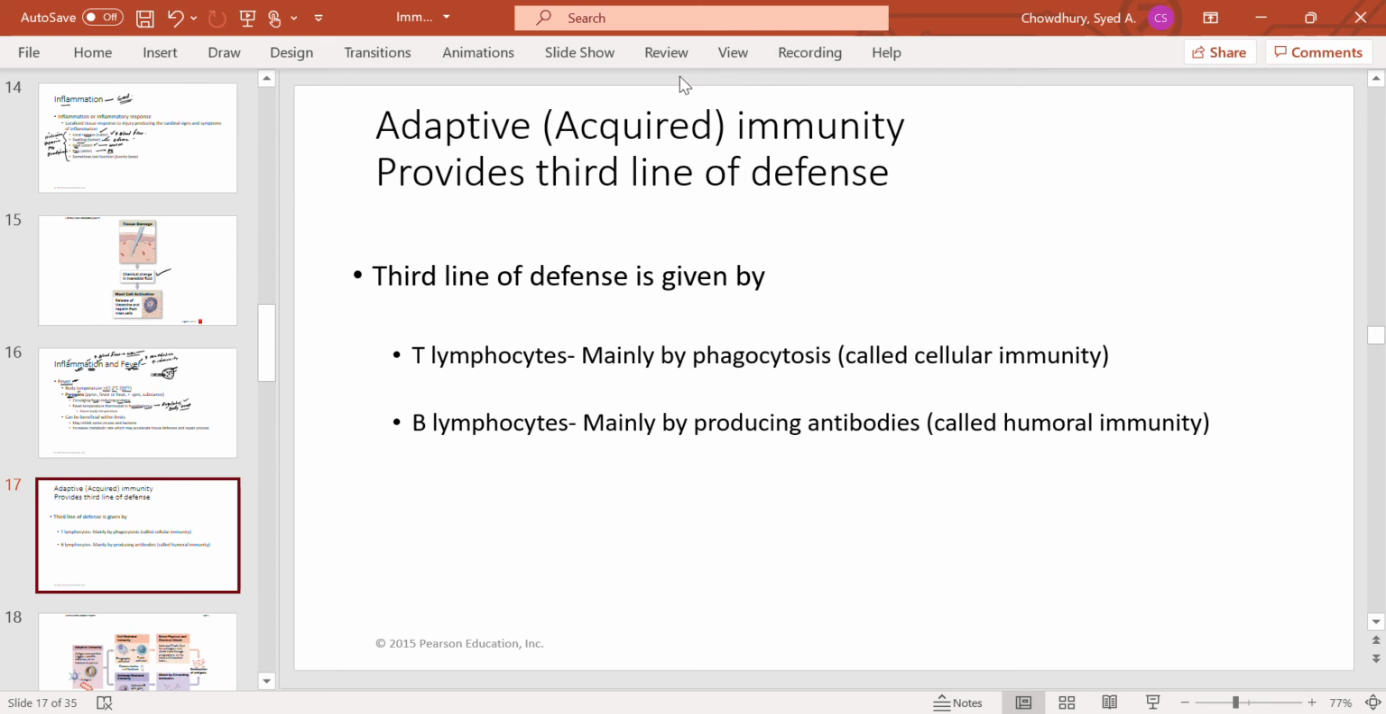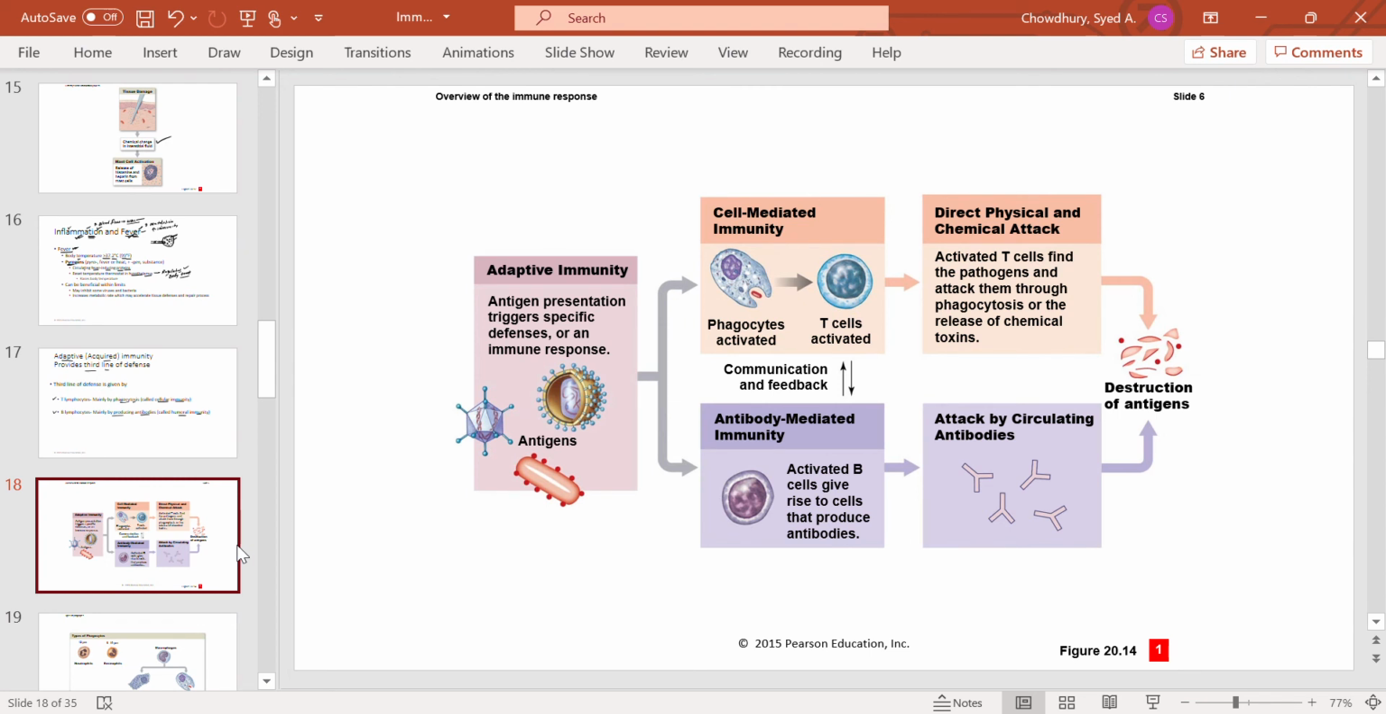Okay, now you know that the adaptive immunity, also called acquired, provides the third line of defense I already mentioned, and is given by T lymphocytes and B lymphocytes, right? T lymphocytes mainly work by direct attachment with the antigen and cause phagocytosis. That's why it's called cellular. And B cells produce antibodies. That's why it's called humoral. I explained that before. So here you see the adaptive immunity: cell mediated or T cell mediated, and antibody mediated or B cell mediated immunity.